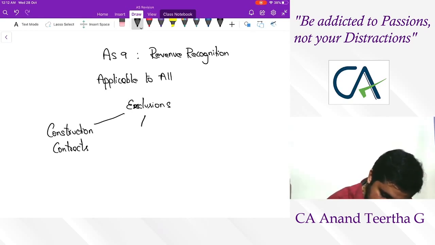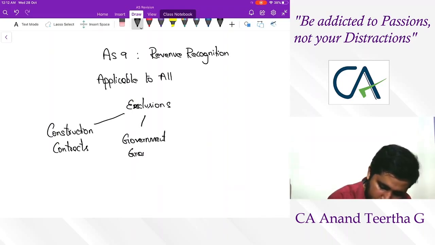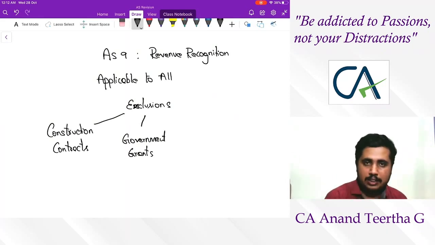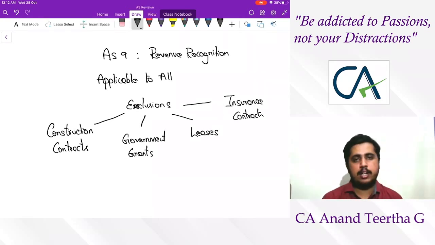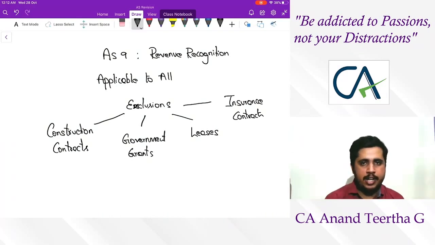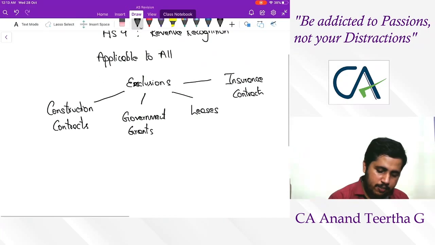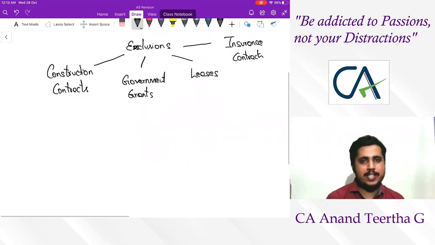Second, government grants. How we treat them is not covered here because AS 12 covers it. Third, leases are excluded because AS 19 covers them. Fourth, insurance contracts are excluded because insurance law covers that element. Because some other standard or some other law covers these elements, they are not covered in AS 9.